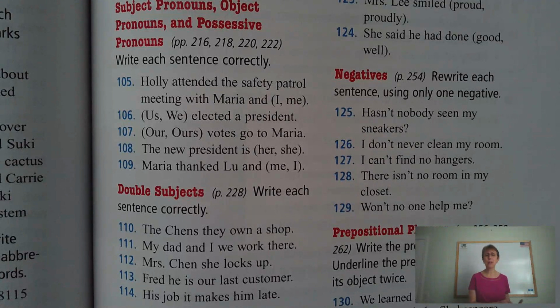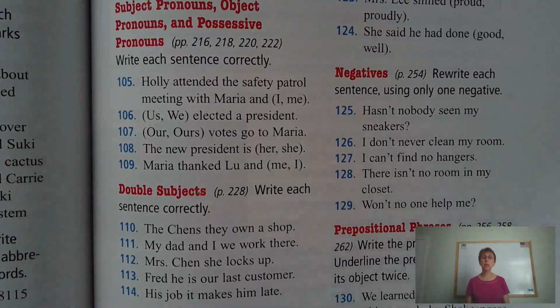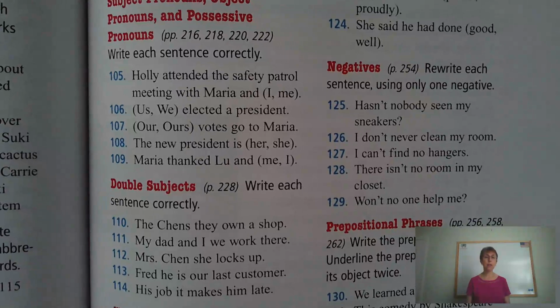And so you're able to, immediately when you hear that, you're not going to say Maria thanked I. Okay, that's not correct. You can very easily hear Maria thanked me, you know that's correct. So now you can put in the other person that she thanks. Maria thanked Lou and me. Just makes it sometimes a little bit clearer and a little bit easier to tell which is correct.